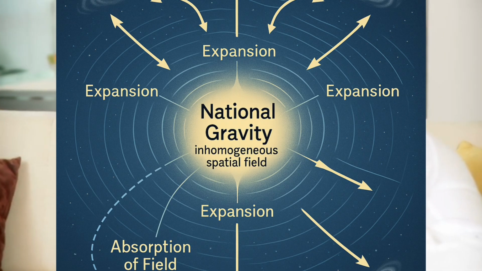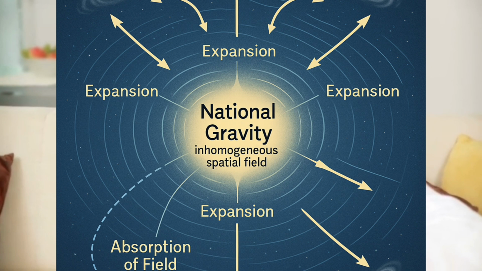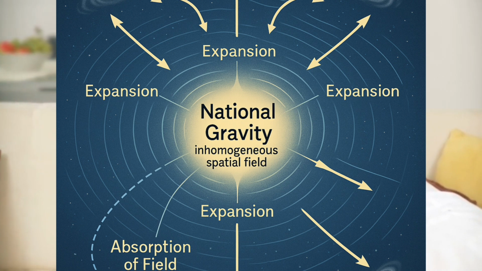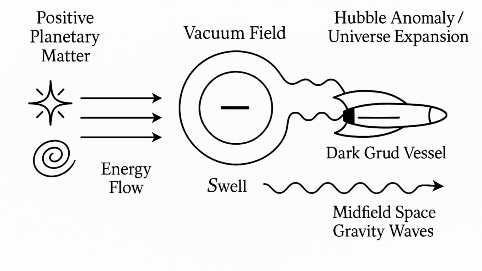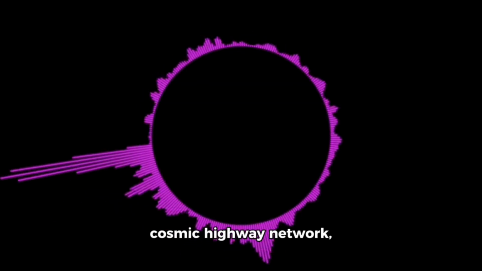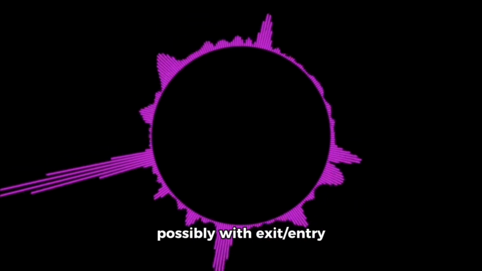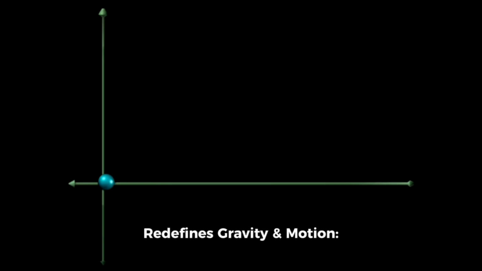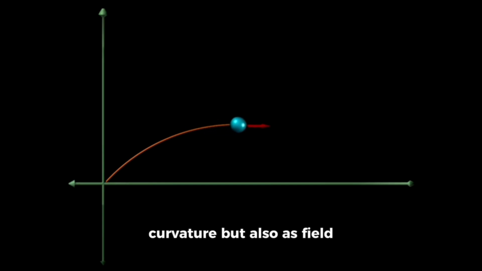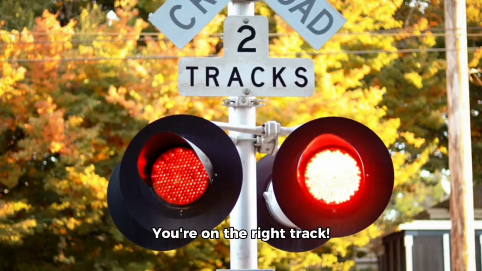Applications and implications: superluminal propulsion. A vehicle traveling within the speedway would be pushed by repulsive field forces and not slowed by conventional space curvature or drag. Interstellar navigation: the speedway acts as a cosmic highway network, possibly with exit or entry nodes near specific star systems or void corridors. Redefines gravity and motion. Tied into your broader quantum physics solution, it reinterprets gravity not just as mass-based curvature, but also as field and vacuum interaction. You're on the right track.